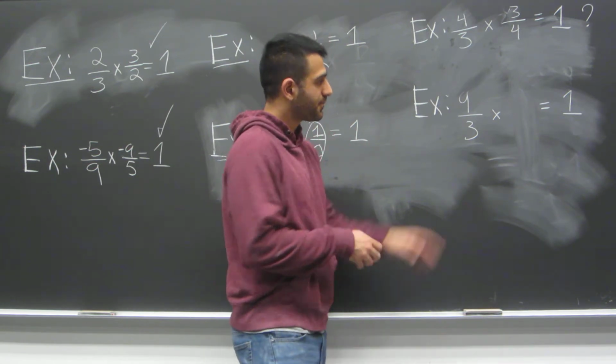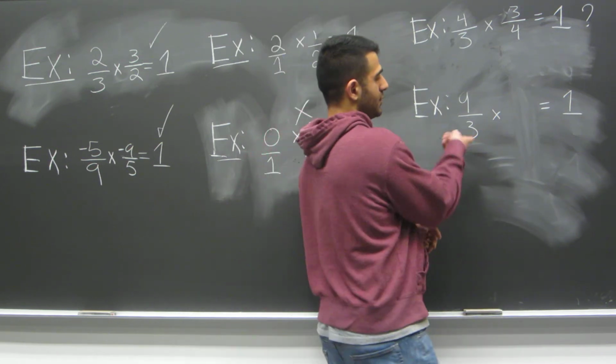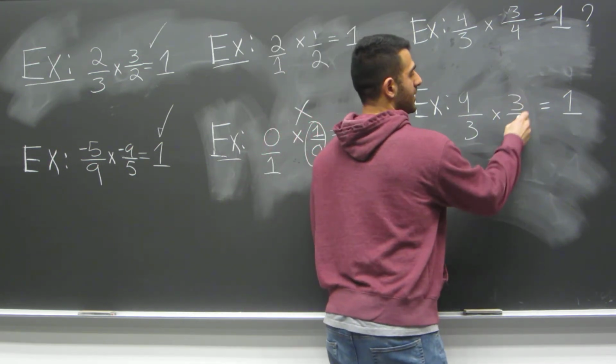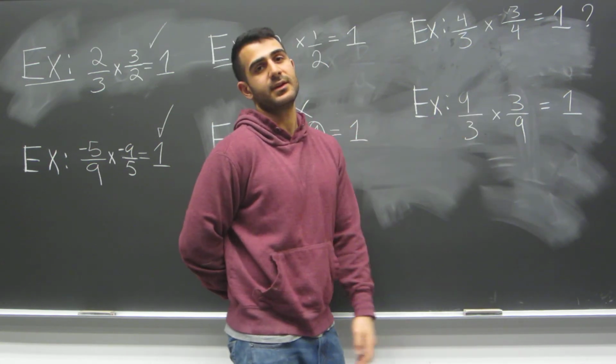And the final one, what is the multiplicative inverse of 9 over 3? So we just flip it. That would be 3 over 9. We multiply them together, and that would give you a result of 1.